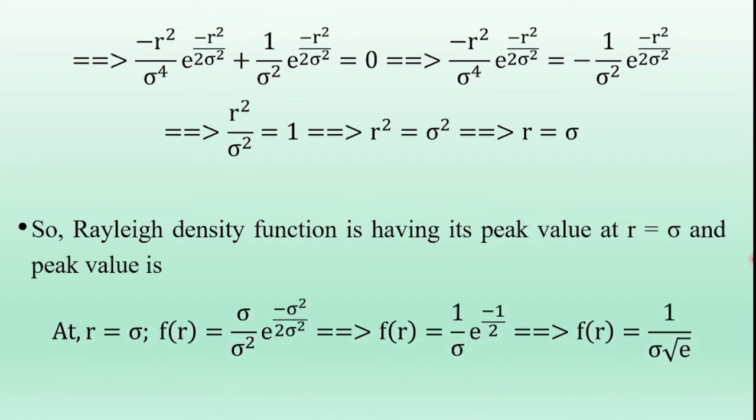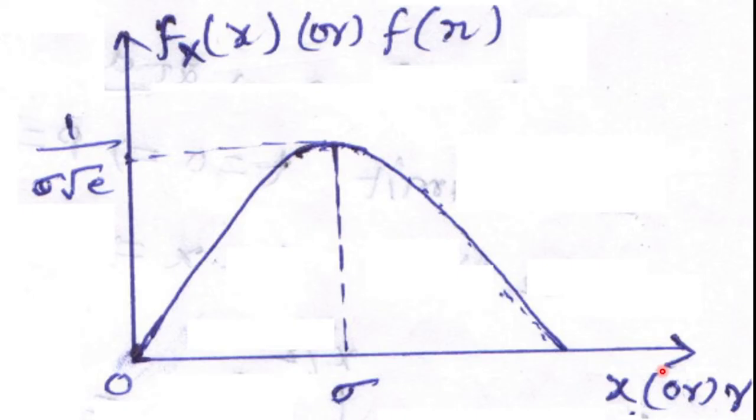in the equation of the Rayleigh density function, substitute r is equal to sigma, we get the peak value of the Rayleigh density function. And this is the equation of the Rayleigh density function. So here in this equation, substitute r is equal to sigma, we get f of r is equal to sigma by sigma square into e power minus sigma square by 2 sigma square. And reducing the RHS term of this equation, we get the peak value of the Rayleigh density function, f of r is equal to 1 by sigma into square root of e. So this is the peak value. And this is the graphical representation of the Rayleigh density function of the random variable.